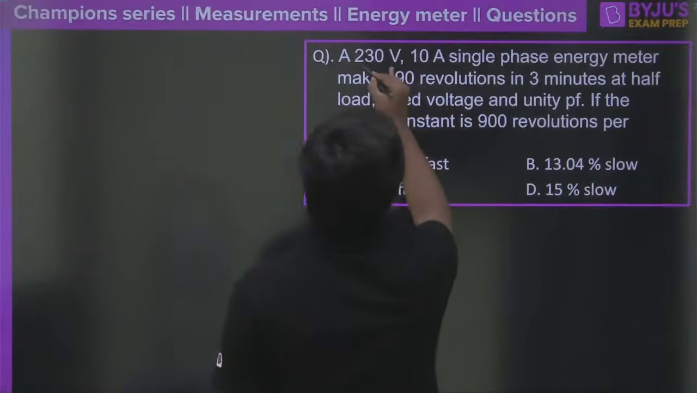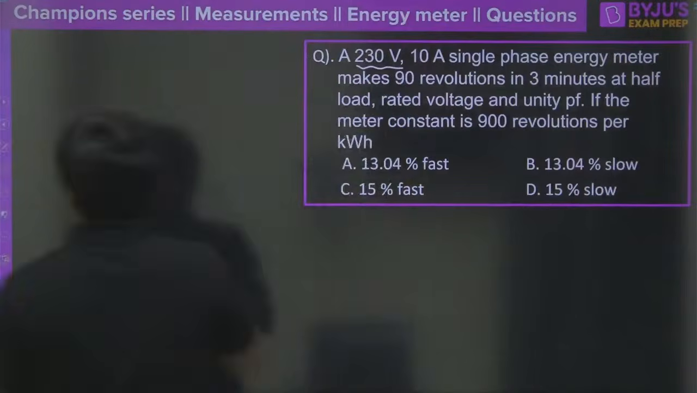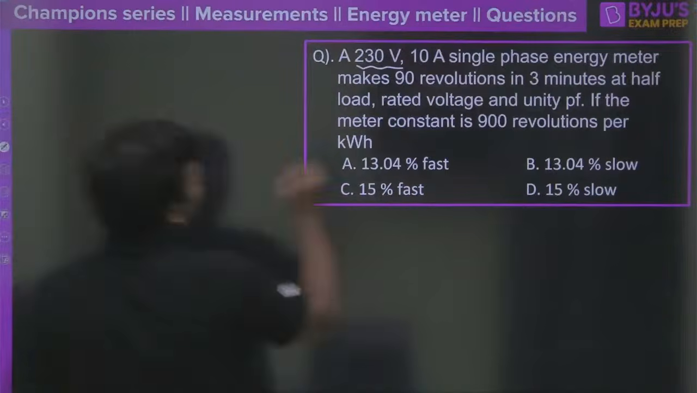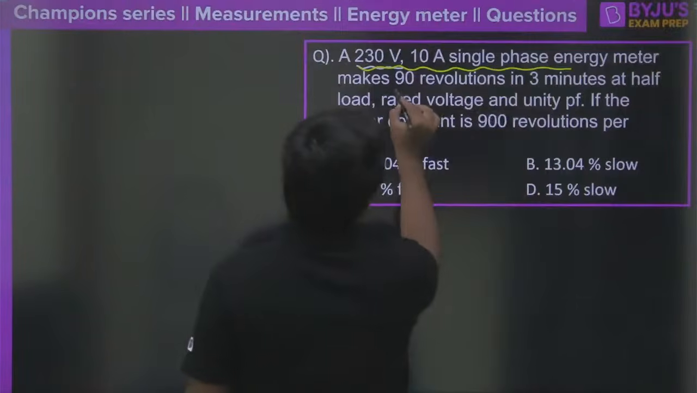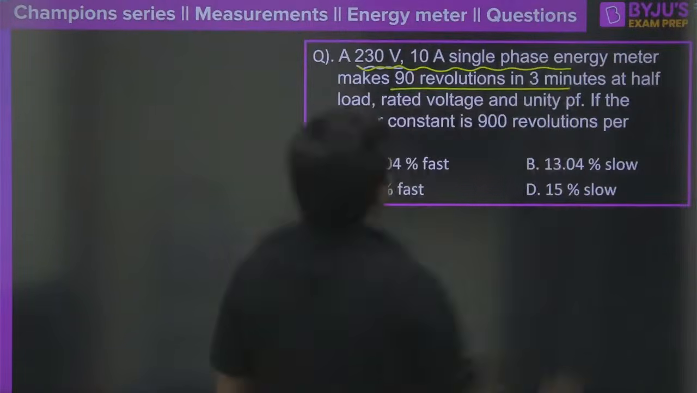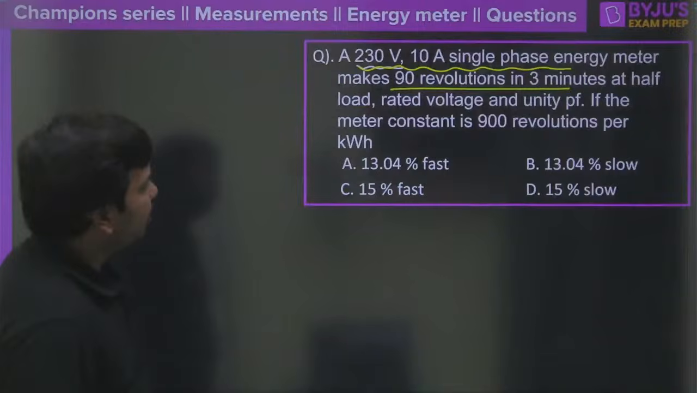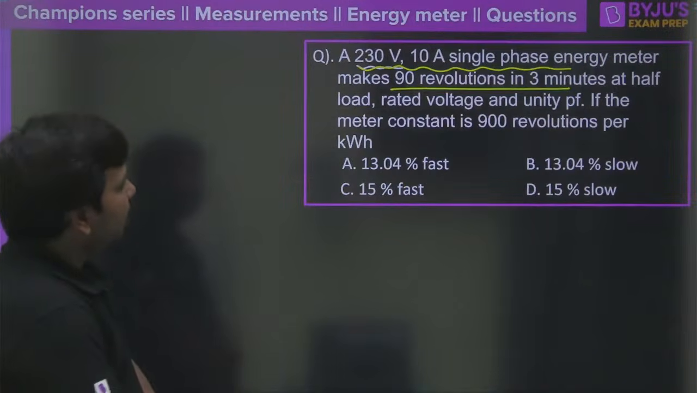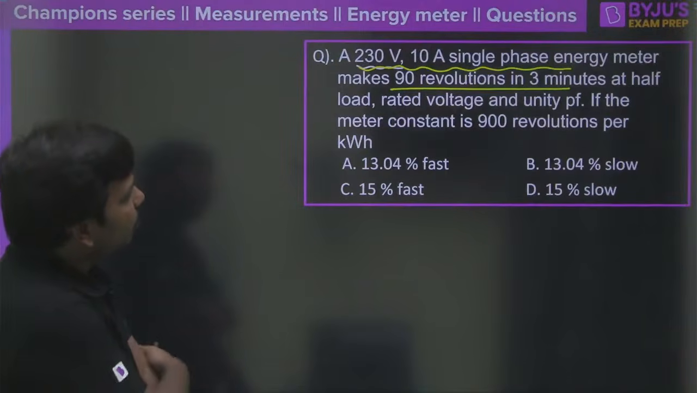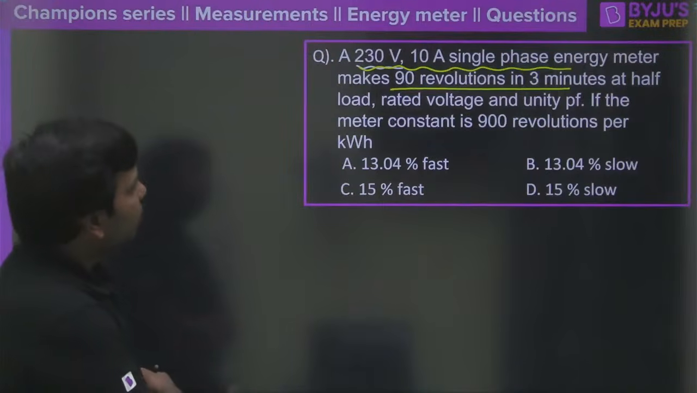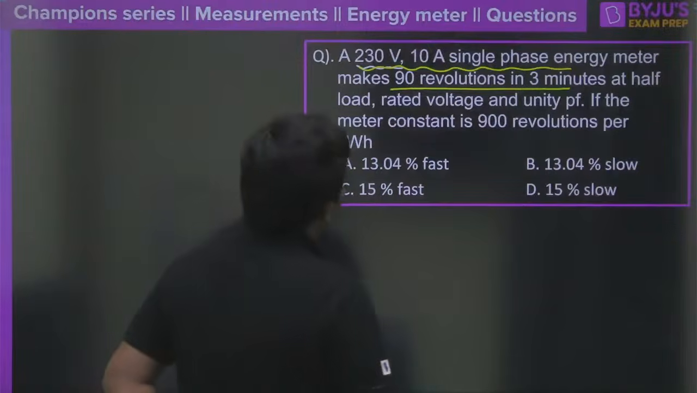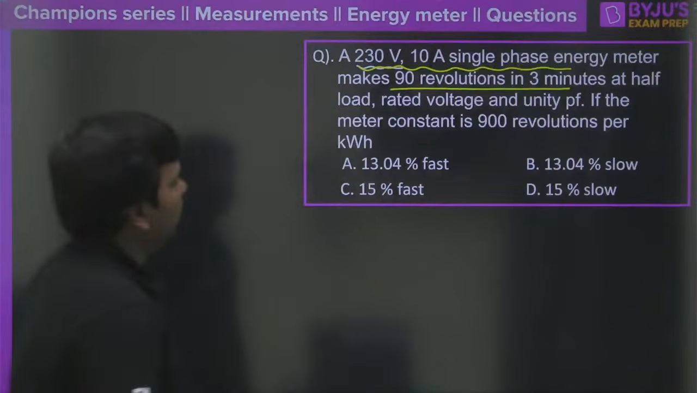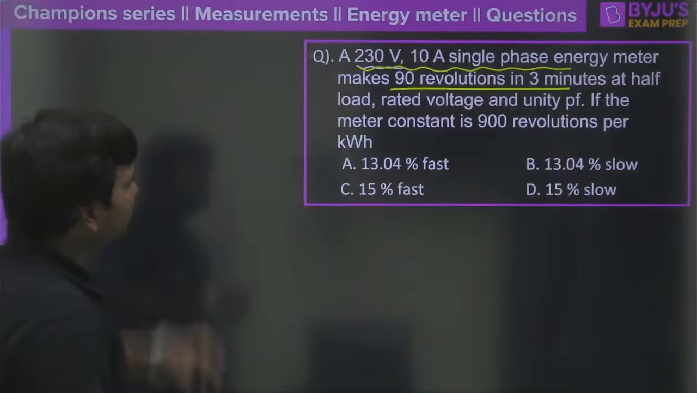230 volt, 10 ampere. One second. A 230 volt, 10 ampere, single phase energy meter makes 90 revolutions in 3 minutes. Look at that, 90 revolutions in 3 minutes at a half load. Good, right? So the rated voltage and unity power factor. Good. So if the meter constant is 900 revolutions per kilowatt hour, right? So now let us try to understand.